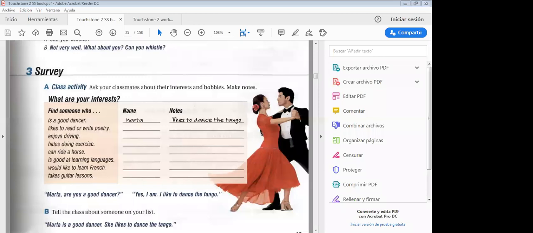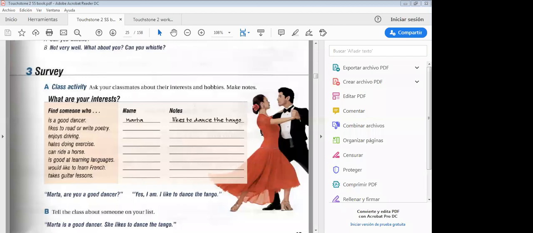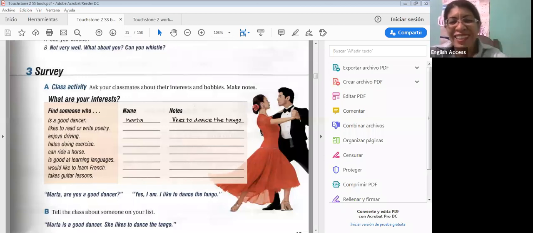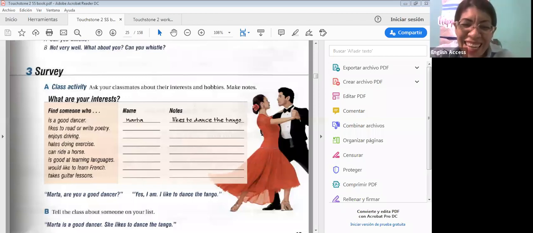Mauricio, are you a good dancer? Okay, Mauricio, Luis. Yes or no? Yes, I like to dance the cumbia. Yes. Okay, so pay attention. Here you have a column that says name. In this case, Luis says no. Mauricio says yes. How about you, Jesus? Are you a good dancer?